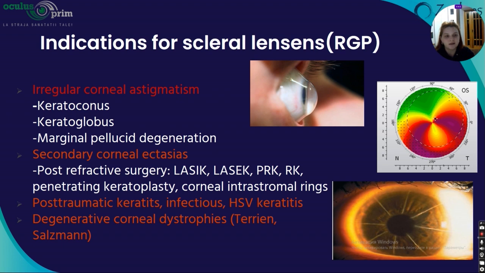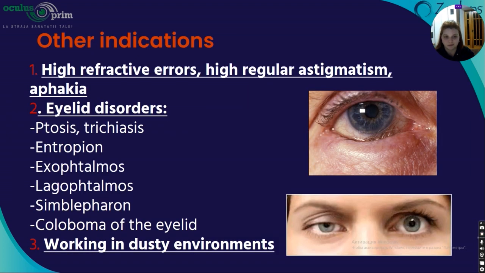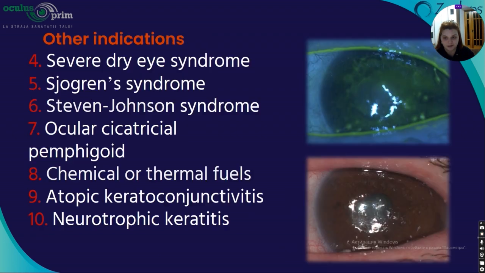Scleral lenses are indicated in irregular corneal astigmatism such as keratoconus, keratoglobus, pellucid marginal degeneration, in secondary corneal ectasias, in post-traumatic keratitis, infections, HSV keratitis, and in degenerative corneal dystrophies. They are indicated in high refractive errors, high regular astigmatism, aphakia, and eyelid disorders such as ptosis, trichiasis, entropion, lagophthalmos, and coloboma of the eyelid. Also, they are suitable for people who work in dusty environments.